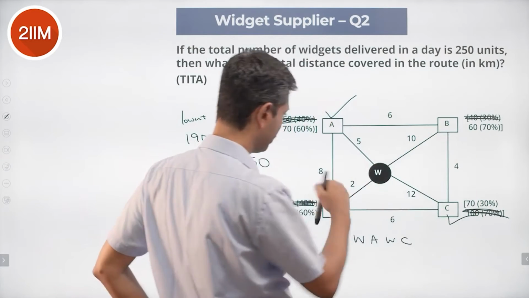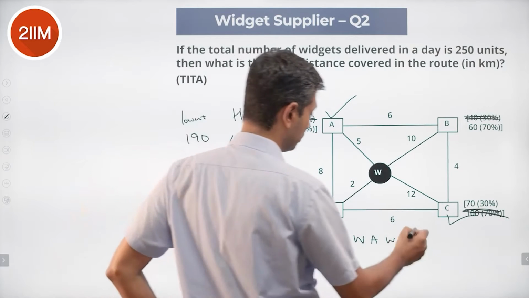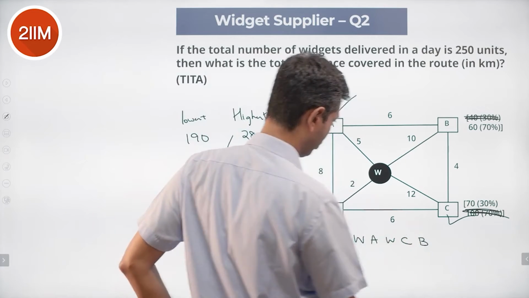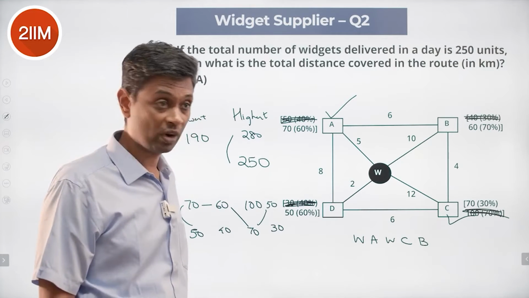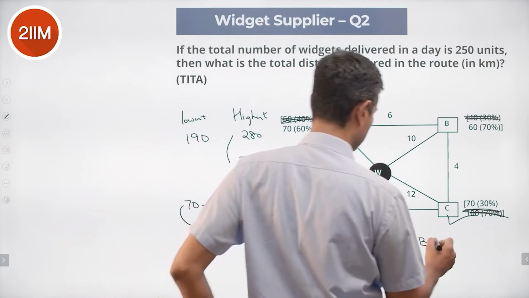I have 60 and 50 remaining. I have to go to B. From C, I go to B, which is nice. From B, I have to go to D. I have to go via W. B, W, D.